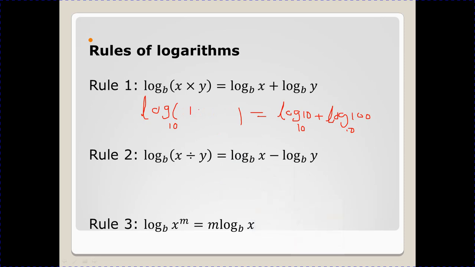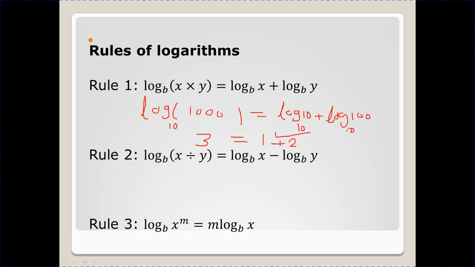So this is 1000. If you use your calculator, log 1000 at the base of 10 equals 3. So the left hand side equals 3. Now check how much is log 10 at the base of 10. This is 1, plus log 100 at the base of 10 equals 2. So as you see, 3 equals 1 plus 2. This is for the first rule.